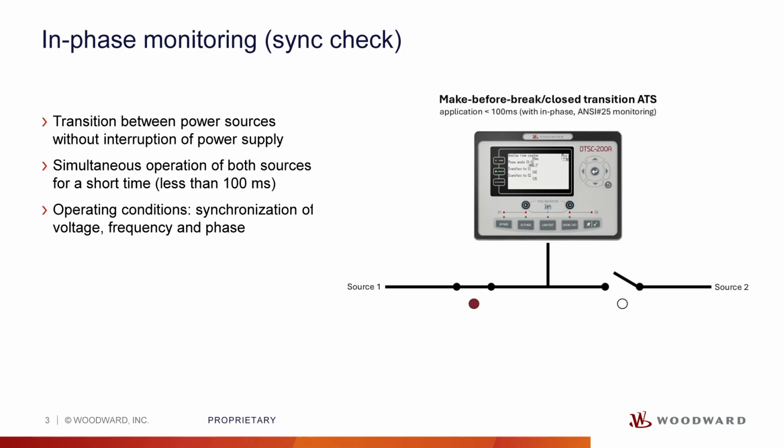A closed transition in an automatic transfer switch refers to a method of transferring electrical loads between two power sources without interrupting the power supply. When a signal is received with a power source change command, the DTSC-200A controller checks whether the two sources are synchronized. If so, the breaker S2 is closed, and for a short time, default maximum 100 milliseconds, the breakers of both sources are closed. Then breaker S1 is opened, and S2 is the power source.